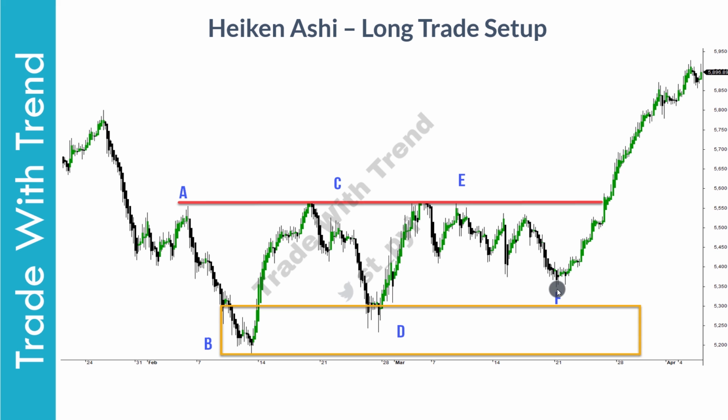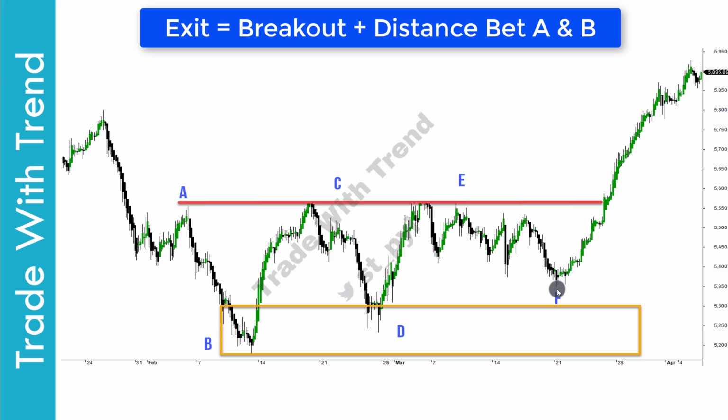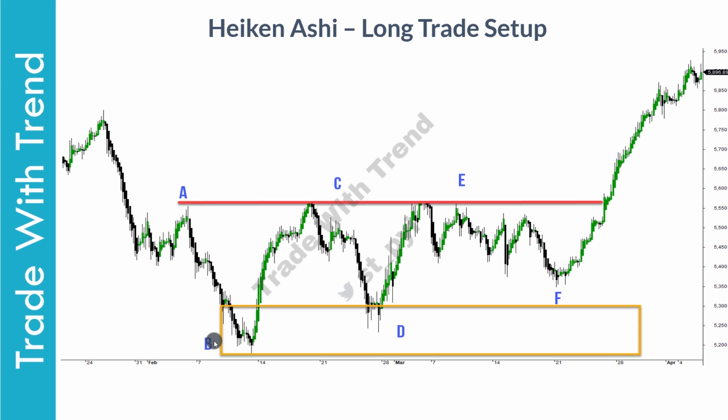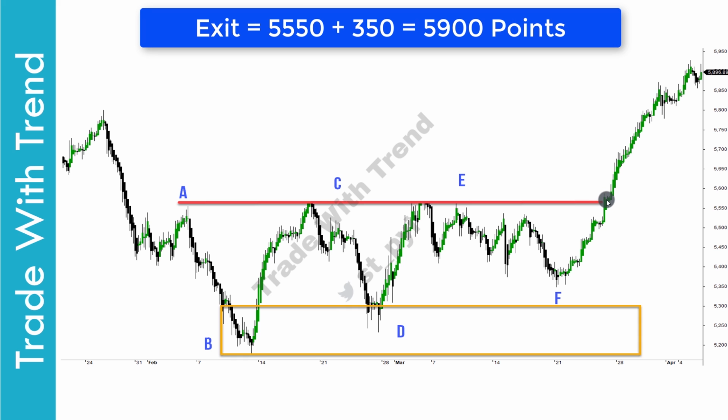Exit in this Ikeneshi strategy depends on the underlying momentum in the market. To anticipate the probable exit region, take the distance between A and B and then add it to the entry level here. In this chart, breakout happened at 5550 and the distance between A and B is 350 points. Therefore, the probable exit region would be 5550 plus 350 points, that is roughly about 5900.